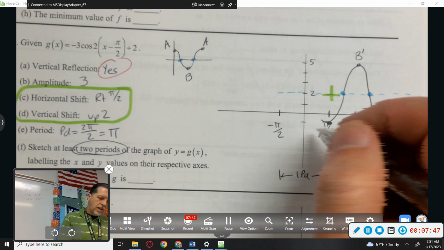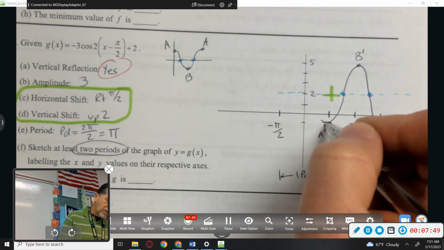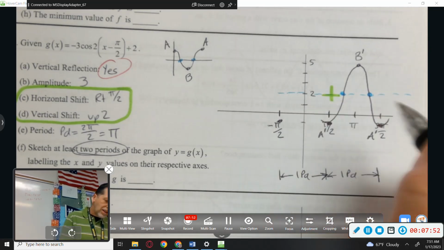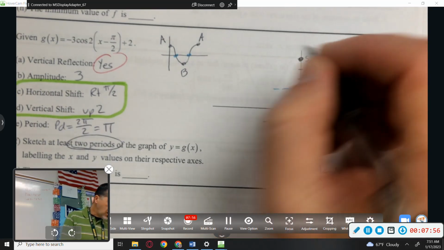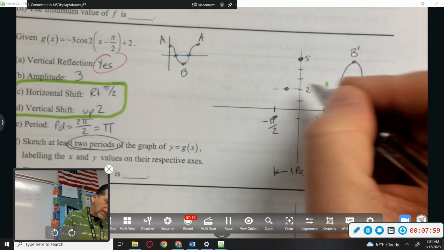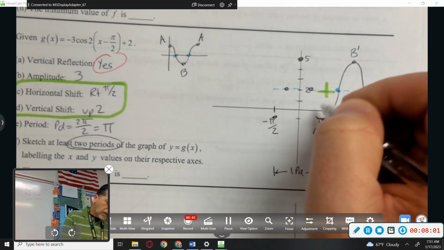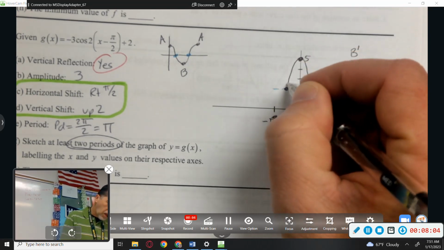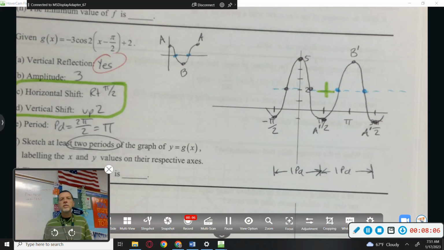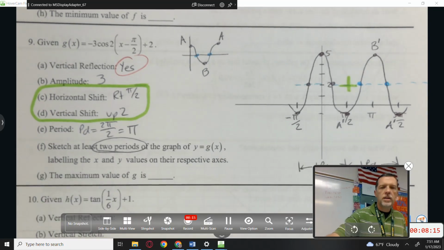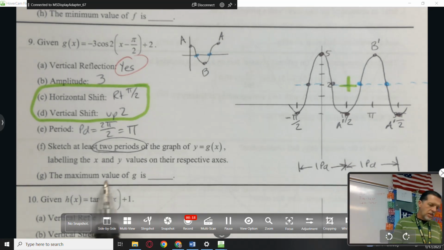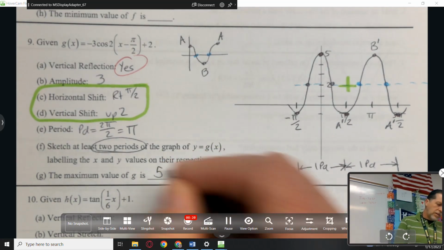So my starting point is down 1. Halfway in between is at the maximum. And then halfway in between there, we're at the zeros. So there's 2 cycles of that cosine graph. And then that last question we already answered. The maximum value would be 5.